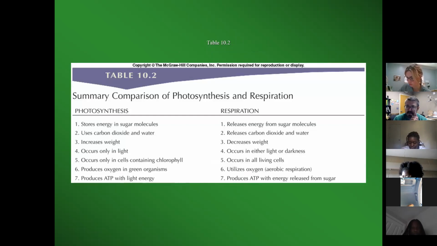Okay. There is a table here that comes out of your book that I liked, that just compares photosynthesis and respiration to each other. I'm not going to go through it, but I just think it's a nice little thing to remind yourself of how these two things interplay with one another and function to keep things living on our planet.